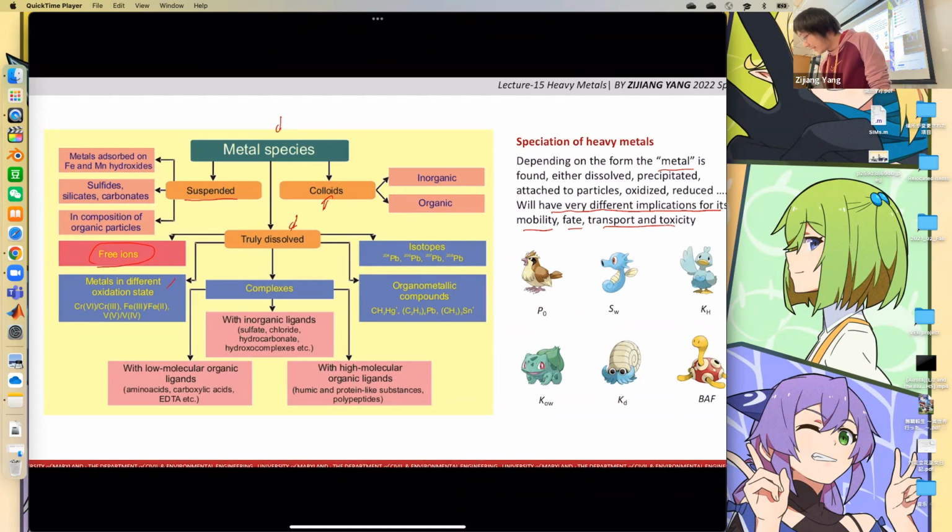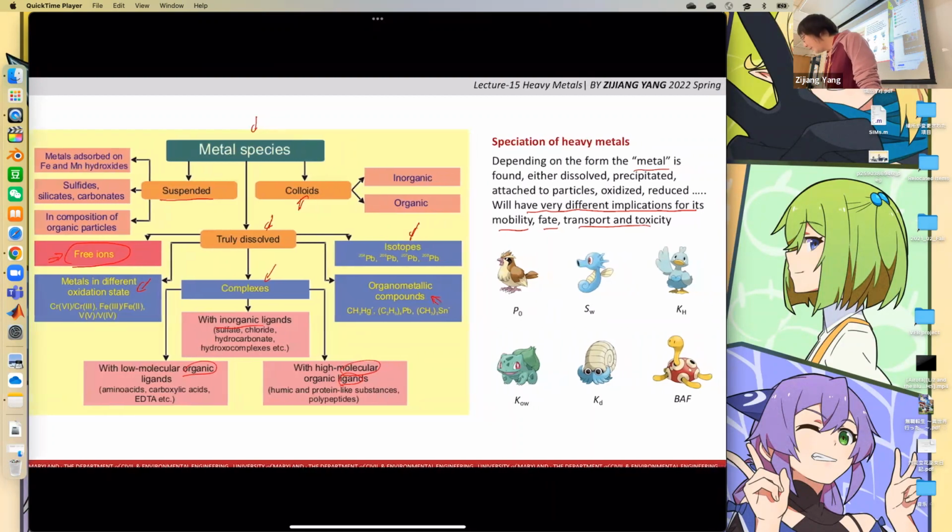And it can also have different oxidizing states. It can also form complexes, with inorganic ligands and organic ligands, like with large or small molecules. And it may have different isotopes and organometallic compounds. From this, let's say it is in the free ion form, so it will have charge. When it has charge, it will be very soluble in the water because it is polar. So the water solubility will be very large, and then it will be very easily transported with the water.